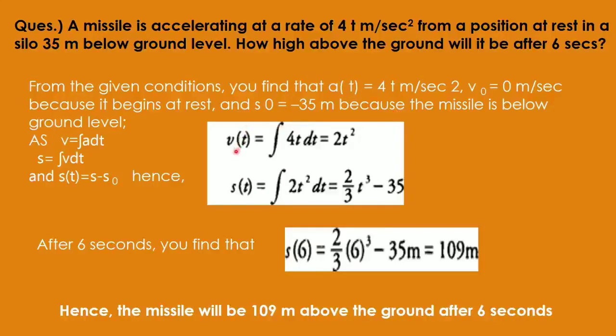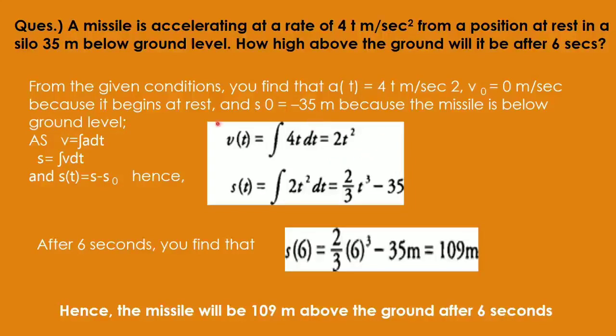So you can find the velocity by integrating a dt. A is given, 4t dt. This formula for integral you should be knowing. 4 is a constant, will be taken out. For t it will be t to the power n plus 1 divided by n plus 1. So 1 plus 1 will be 2. So t square divided by 2. So 2 you will cancel by 4, you are left with 2t square. This is the velocity in terms of time.